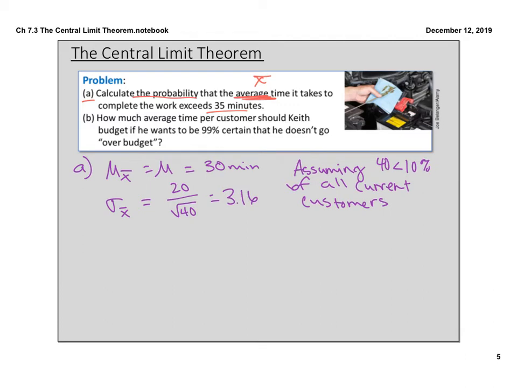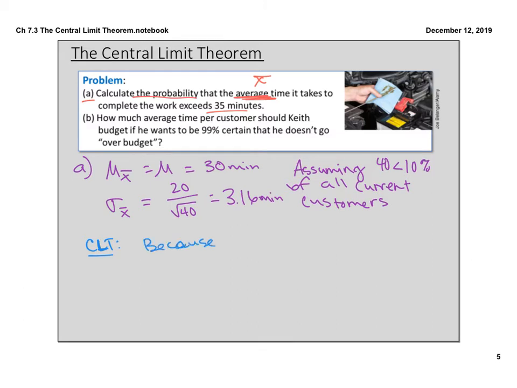Okay, so there's my mean, there's my standard deviation. Now I need to calculate the probability. So here's the next thing that we have to state, because this is where the central limit theorem comes into play. And you don't have to actually write this, but I'm just showing you that that's where I'm getting this. I'm getting this from the central limit theorem. So here's what you do need to write.